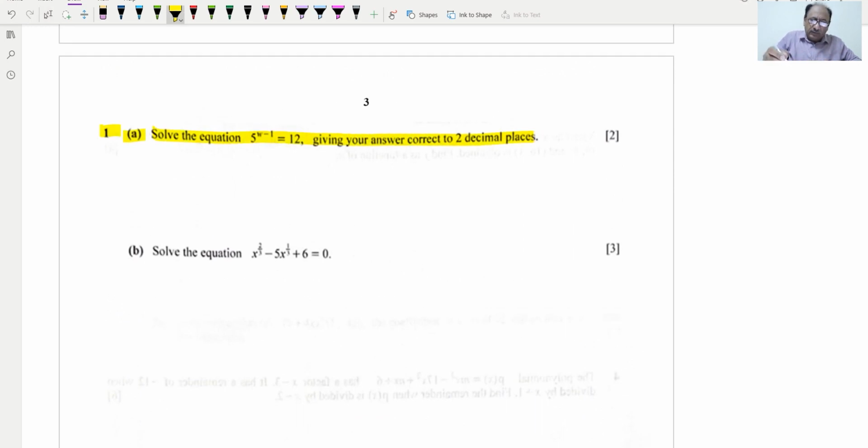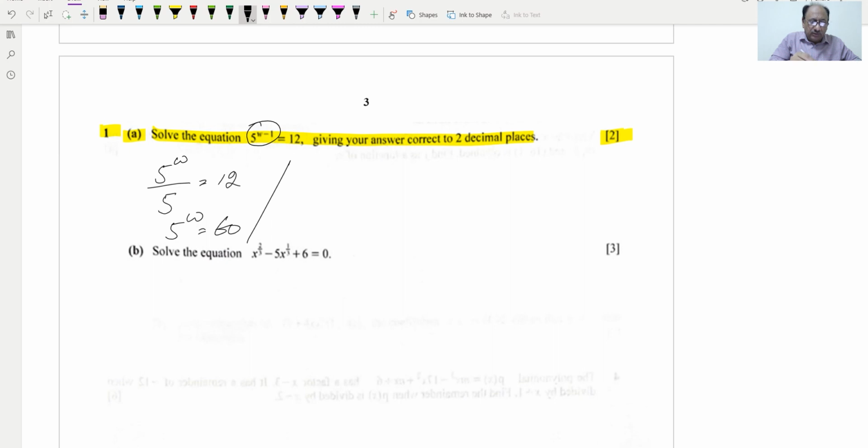Question number 1, part A says solve the equation, giving your answer correct to 2 decimal places, and it's a 2 marks question. We can rewrite 5^(W-1) as 5^W over 5, because when this is moved up it will be W minus 1. So we have reshaped this, and we can write it equal to 12, and further shift the 5 to the other side, and we get 5^W is equal to 60.